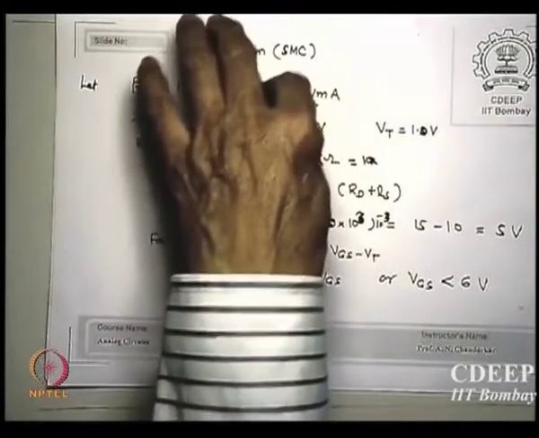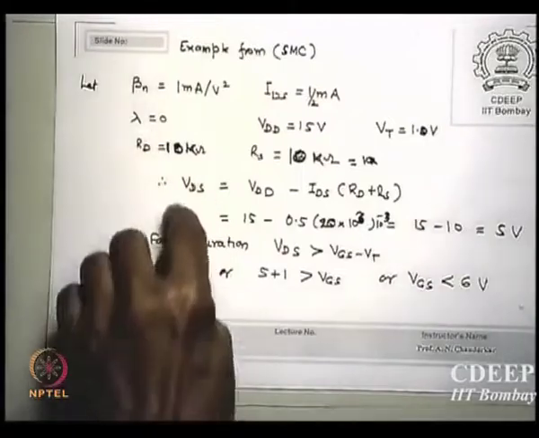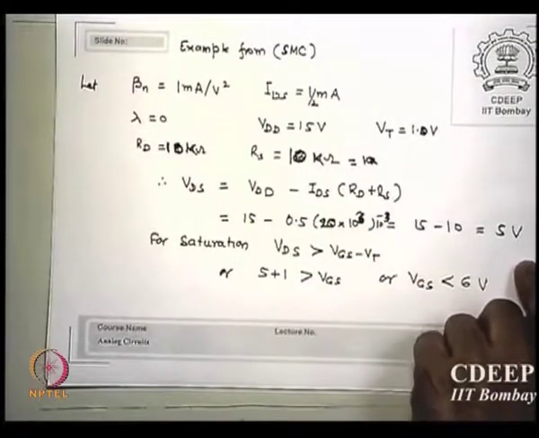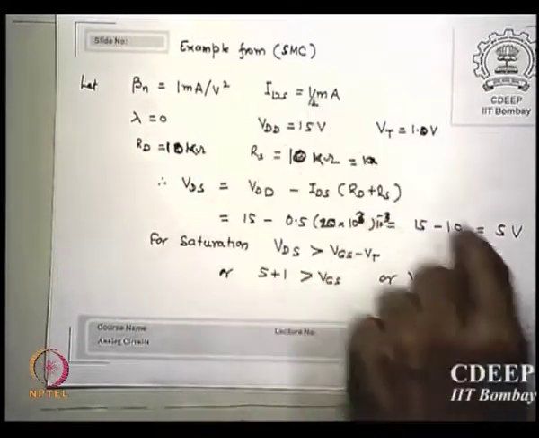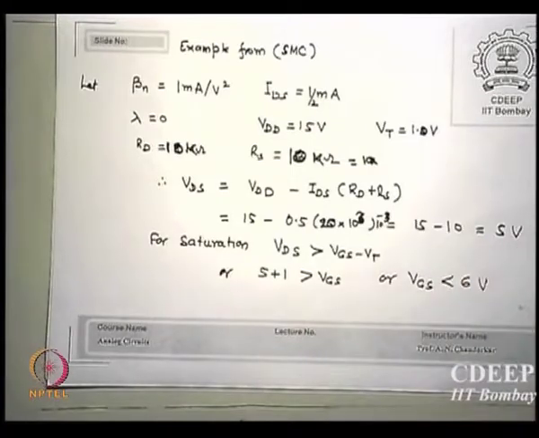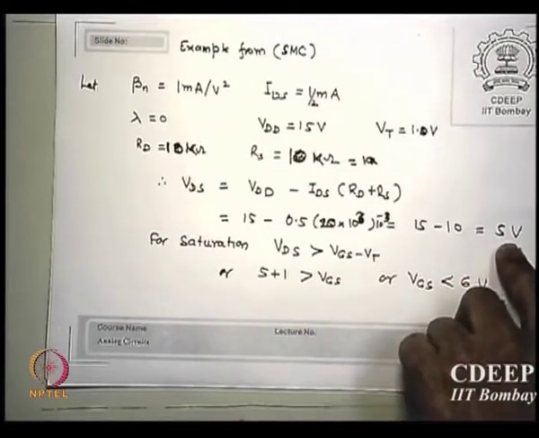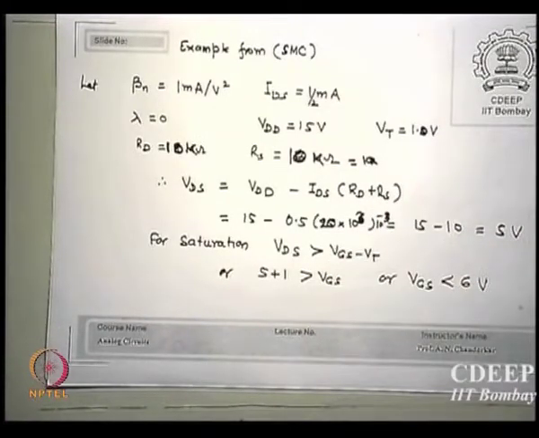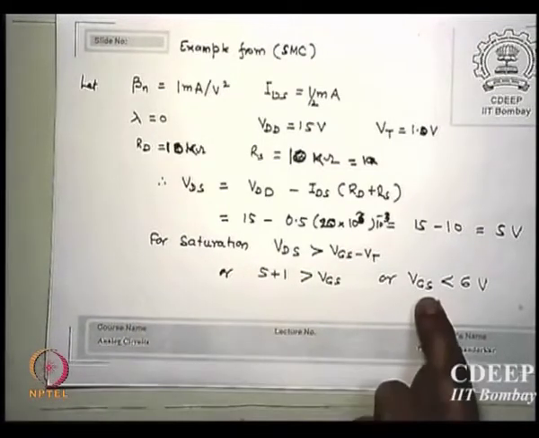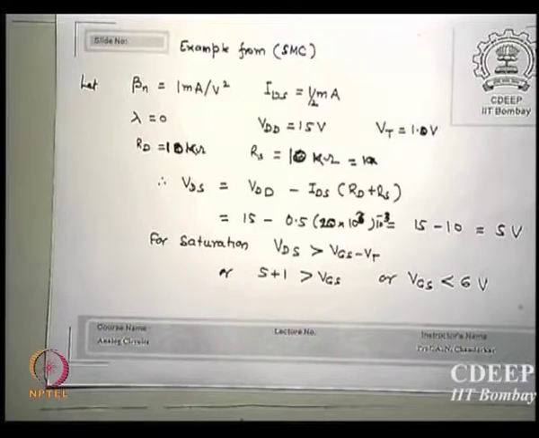Given this current biasing, I evaluated VDS. What is my operating point? Half milliamp and 5 volt are my DC operating point. VDSQ and IDSQ are 5 volt and half milliamp. Okay. Now for this I want to know whether RG1 and RG2 provide a VGS which should be less than 6 volts. Is that clear? So let's do those calculations.